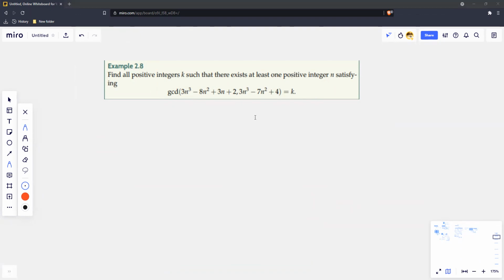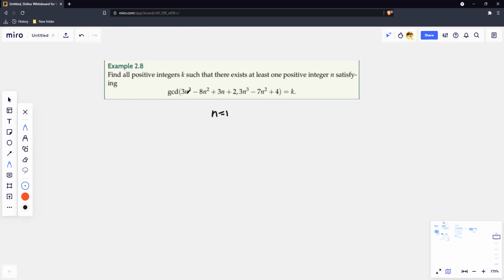Okay, let's see where we should start. I think the best way to start is factoring. Let's start factoring this expression first. When we factor cubics, usually we just try random small numbers at first. So let's try n equal to 1. Then we have 3 minus 8 plus 5 minus 2, which is equal to 0. So by the remainder theorem, n minus 1 divides this. Then we do some long division.